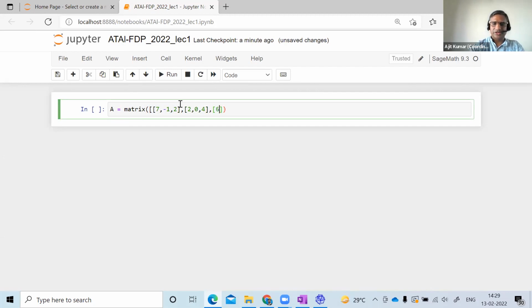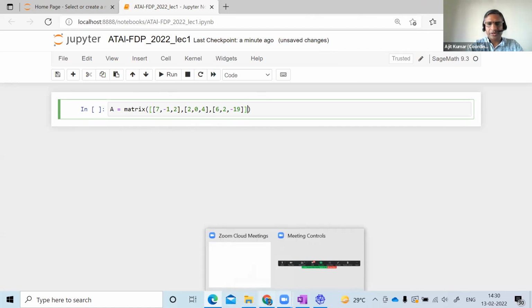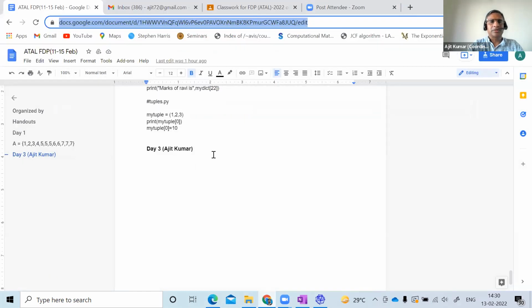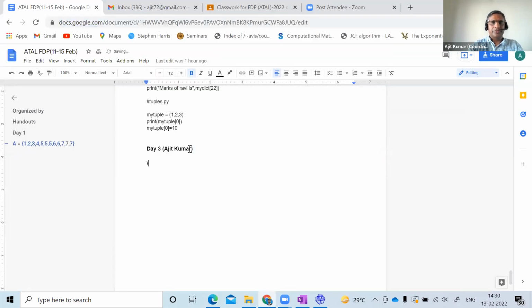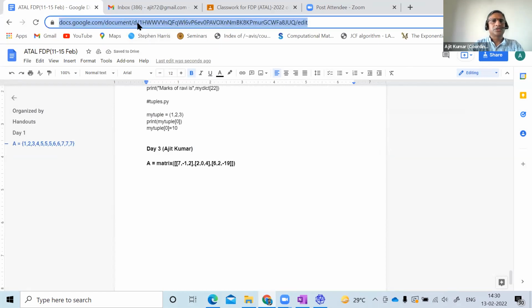Next row is 6 2 minus 19. This is my third row. Sorry, third row. Yeah, this is how we can type. Okay, let me put this in the Google Sheet so that you can see. Okay, I'll copy this. Let me share this also. I have not shared yet. I'll just copy this in chat message.